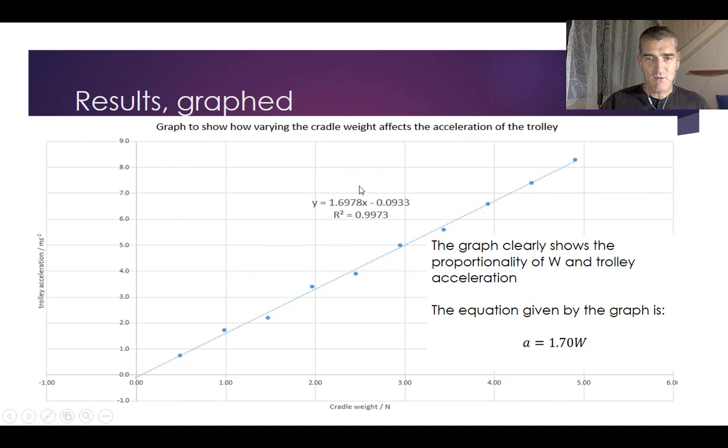And if you compare what I've got here, which is what the Excel graph gives you, with what I've written here, I've just simply changed Y for acceleration. I've changed X for W because X is the cradle weight W, and I've just omitted the small intercept because that can be ignored. It's very close to the origin. So we've now got a practical equation, A equals 1.7 W.